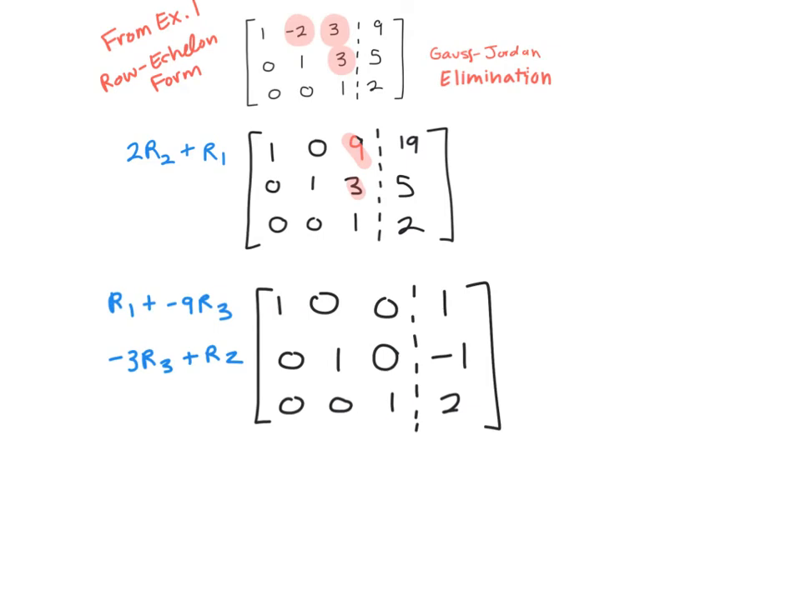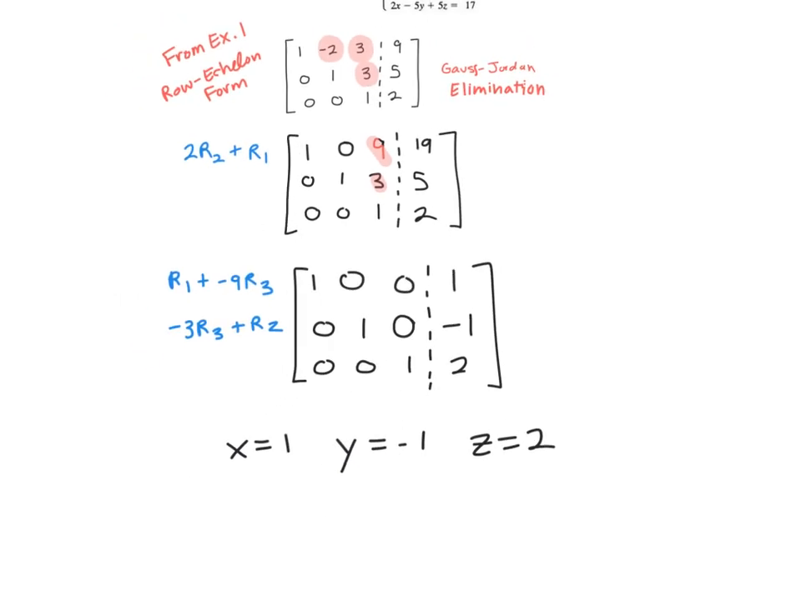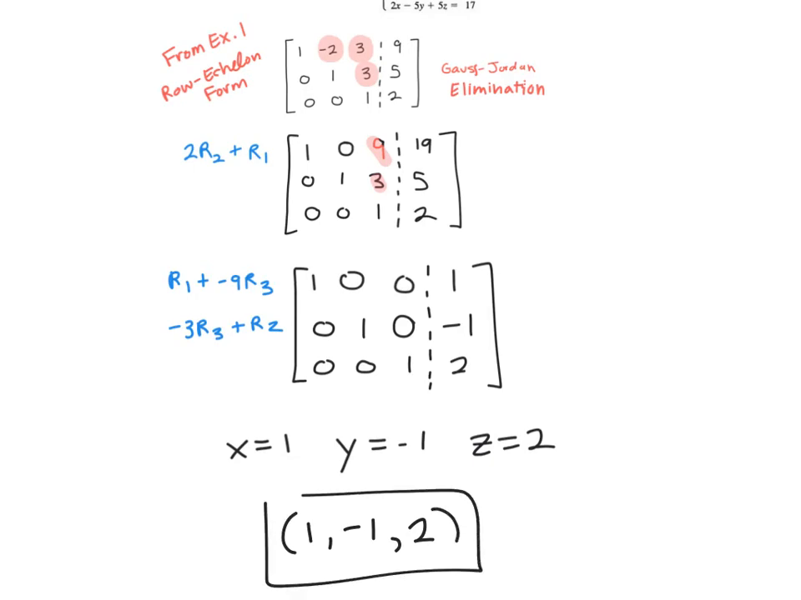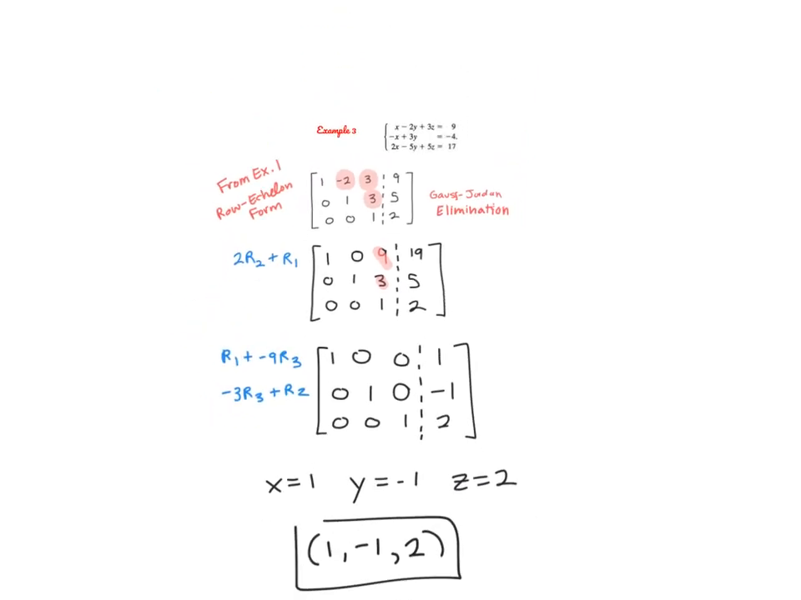So now we actually have our answers because that first row tells us that x equals 1. The second row tells us that y is -1, and then z is 2. So we're done. So remember, this is just a different way to finish solving your problem. You still need to put your matrix into row echelon form, but then instead of using back substitution, you can create more zeros, which is called the Gauss-Jordan elimination method.